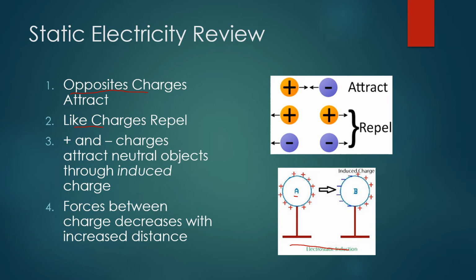And then also forces between charges decrease with increased distance. So all that means is if I had two charged objects and they were really far apart, the attractive force between them wouldn't be strong. However, the closer I would bring them, the stronger those attractions would be. Think of magnets, which is what we're going to talk about next.